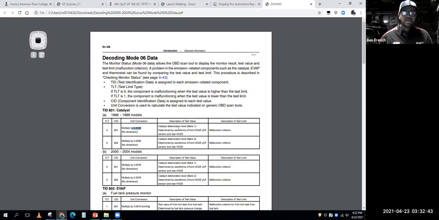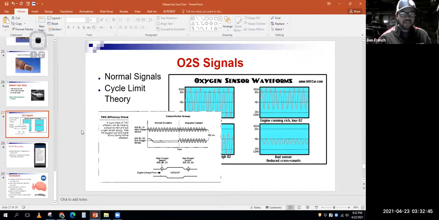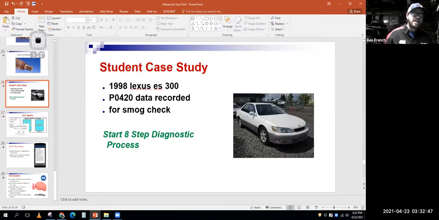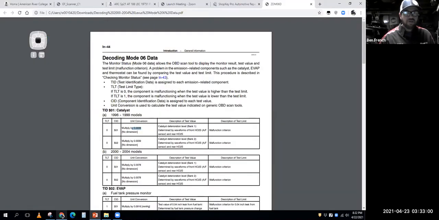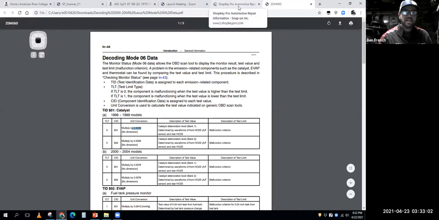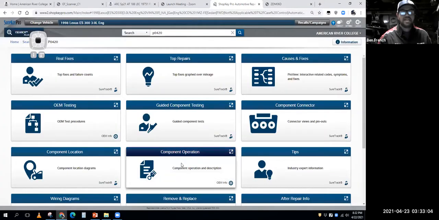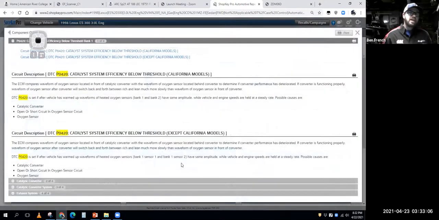Okay, so hopefully that makes sense, that case study of how we can leverage not only our scan data and our troubleshooting process, but really we've got to leverage knowledge about the car. Now, how did I get that knowledge? Well, a lot of that I looked up on the internet. I looked it up on ShopKey. I looked at the component operation.